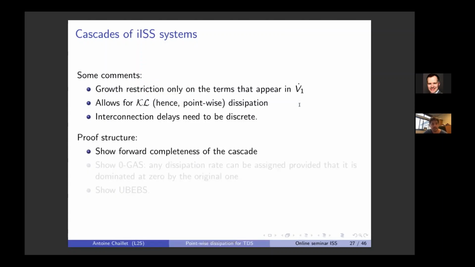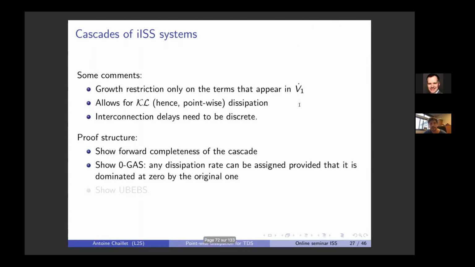So the idea of the proof, I cannot go into details, but you first show forward completeness, then you show zero GAS, and for this you consider the cascade without input. And since there is no input, you can easily make a change of supply rate and change the supply rate of the driving system as strong as you want, except at 0. Okay, and so that's why the growth rate condition appears only at 0, because it's necessary for the change of supply rate result we have. And so based on this, you get zero GAS, and then you show UBEPs, and we have seen before that zero GAS and the UBEPs property are enough to conclude integral ISS.